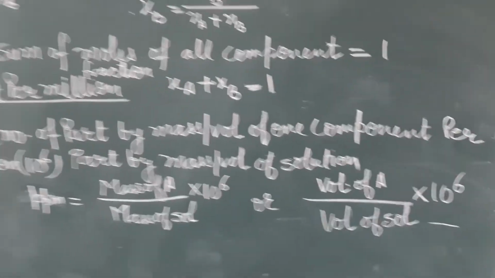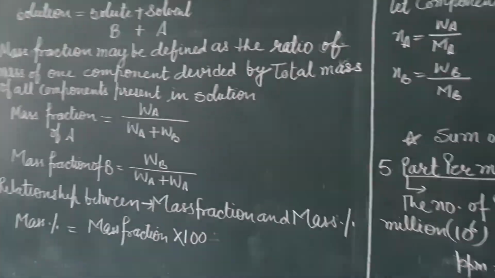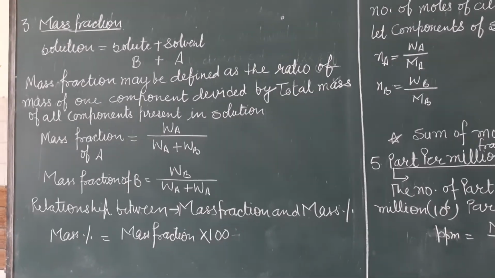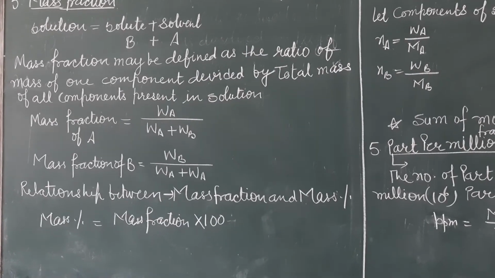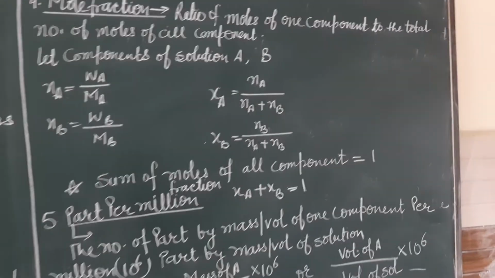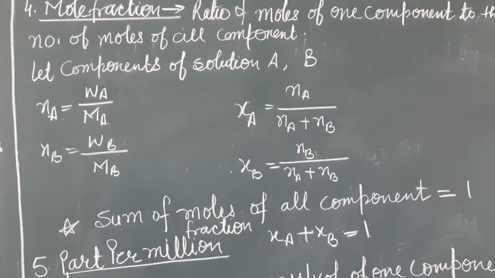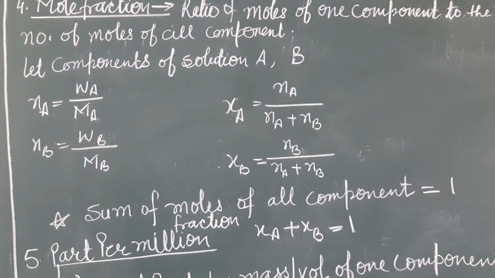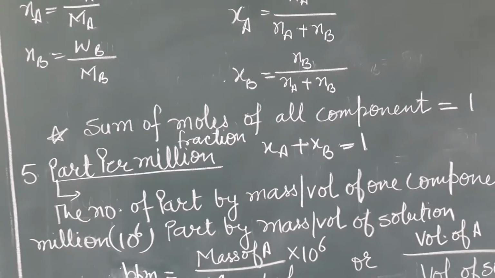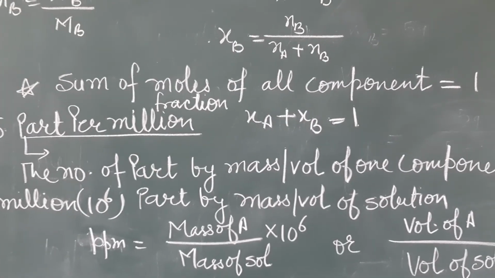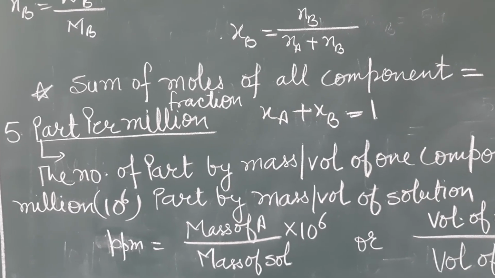So, I hope all of you understand what mass fraction is, how it is related to mass percentage, and what mole fraction is, and that the sum of mole fractions of all the components present in a solution is 1. It is very important from the numerical point of view. And what is part per million.